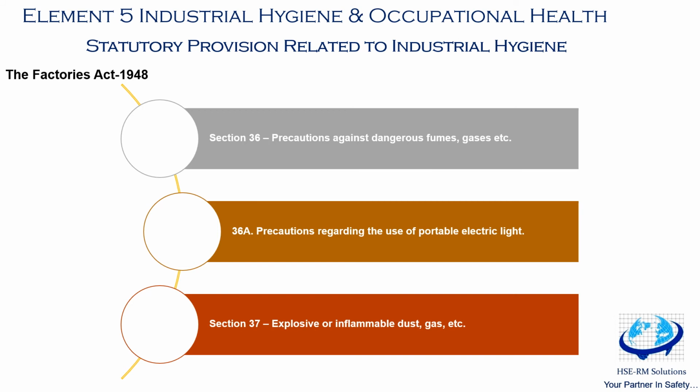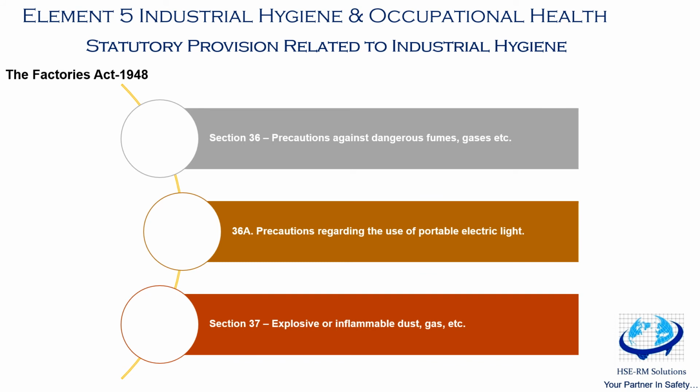In any factory, no portable electric light or any other electric appliance of voltage exceeding 24 volts shall be permitted for use inside a chamber, tank, vat, pit, pipe, flue, or in any confined space unless adequate safety devices are provided, that is, whether it is intrinsically safe, right?